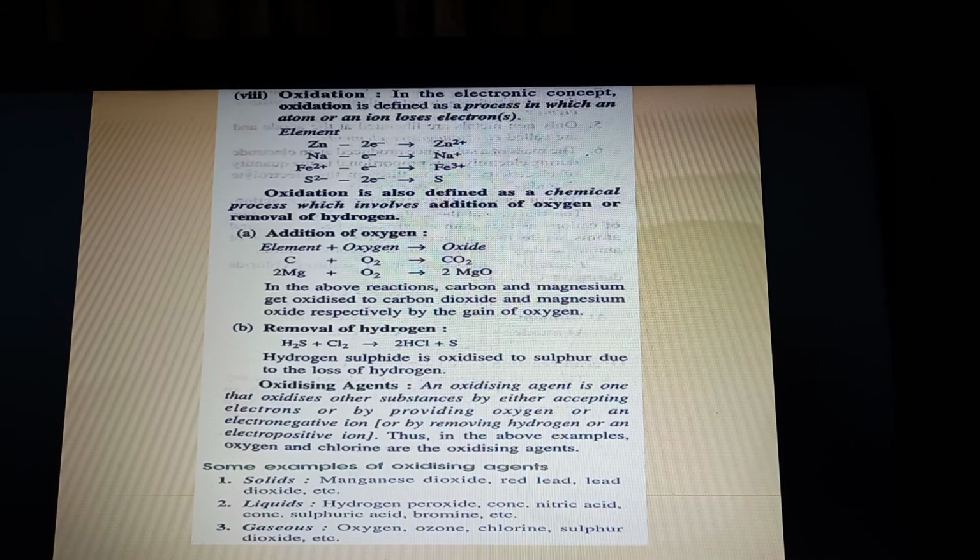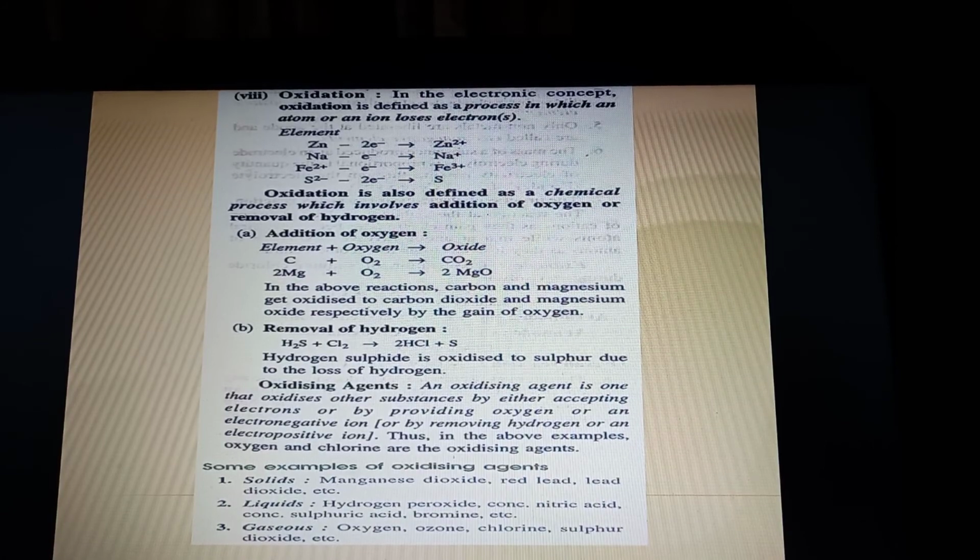So oxidizing agents are the ones that themselves get reduced. Do not confuse oxidation and oxidizing agents. Oxidizing agents are not the ones that undergo oxidation. It's the opposite. Oxidizing agents means undergoing reduction. So, some examples of oxidizing agents.